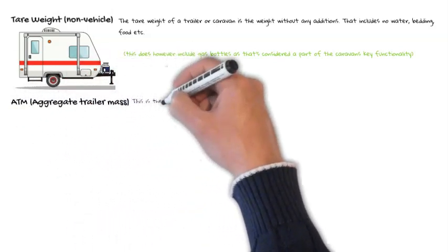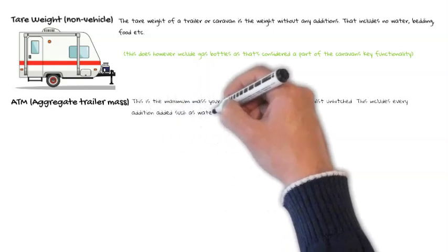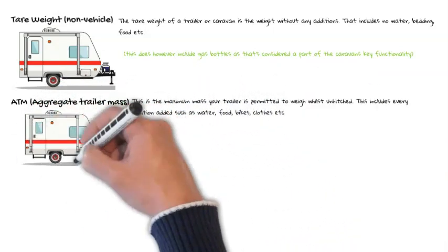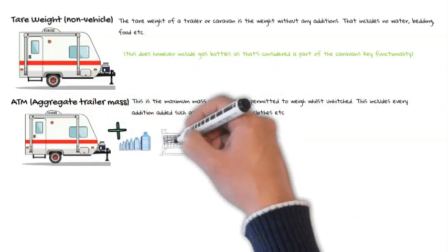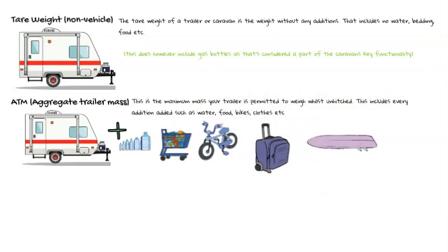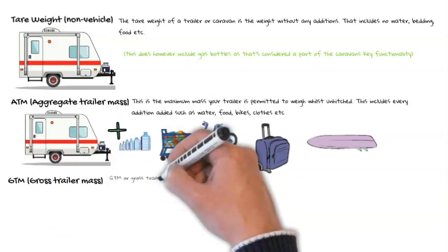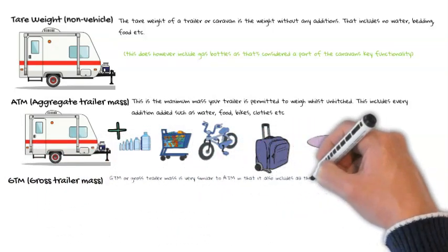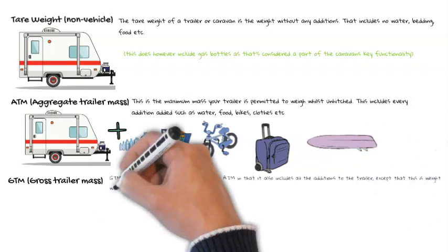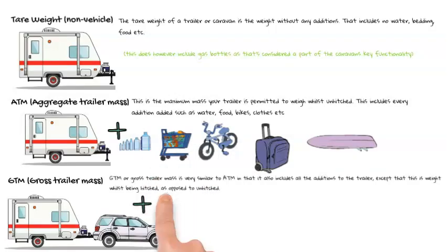ATM or aggregate trailer mass is the maximum weight your trailer is permitted to weigh whilst being unhitched. This includes every addition possible, such as water, food, bikes, clothes and more. GTM or gross trailer mass is very similar to ATM, in that it also includes all the additions to the trailer, except that this is weight whilst being hitched as opposed to unhitched.